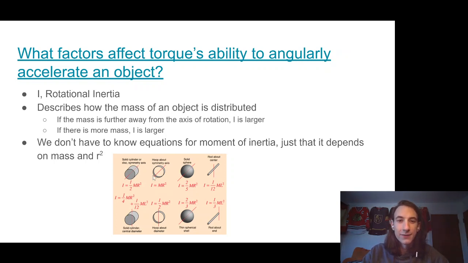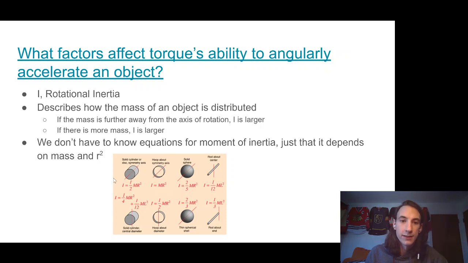So even though they have these different equations, we won't have to know them. If you're going to use them on the AP test, they'll be given to you. So you don't need to know these, but it helps us think about how the difference in how this mass is distributed is going to affect the object's ability to rotate.